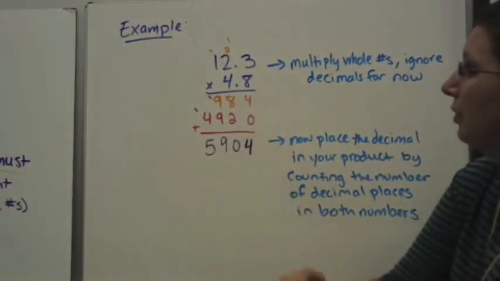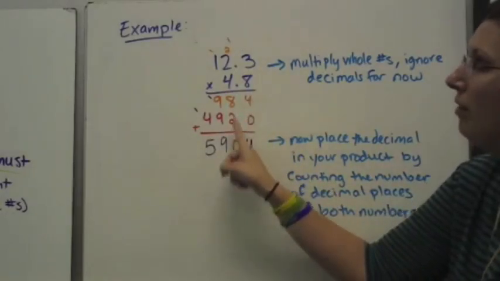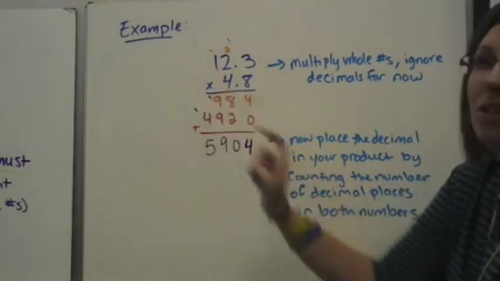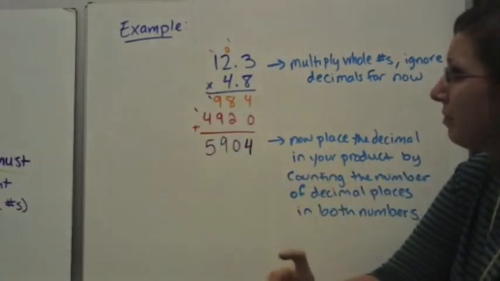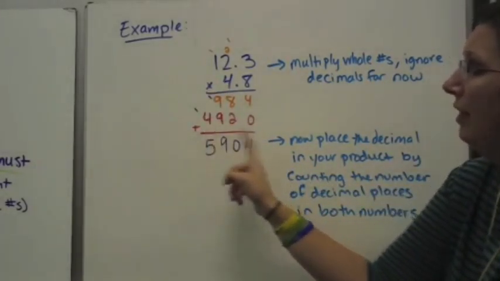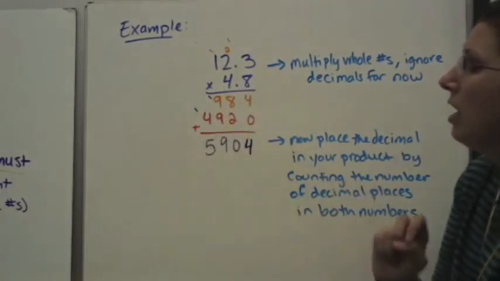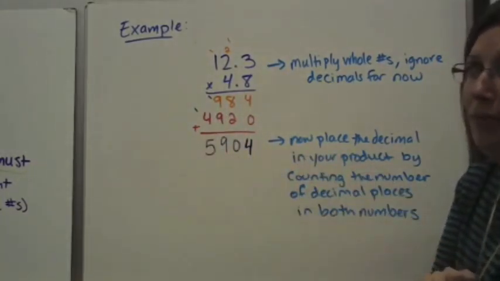Add a 0 for a placeholder. 4 times 3 is 12, carry the 1. 4 times 2 is 8, plus 1, 9. 4 times 1 is 4. And then I'm adding straight down to get 5904.